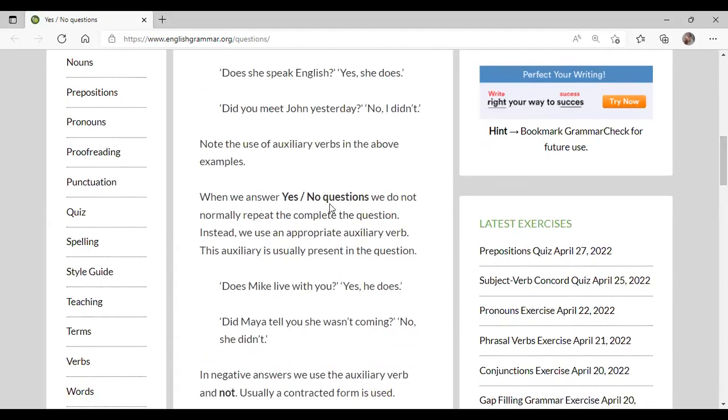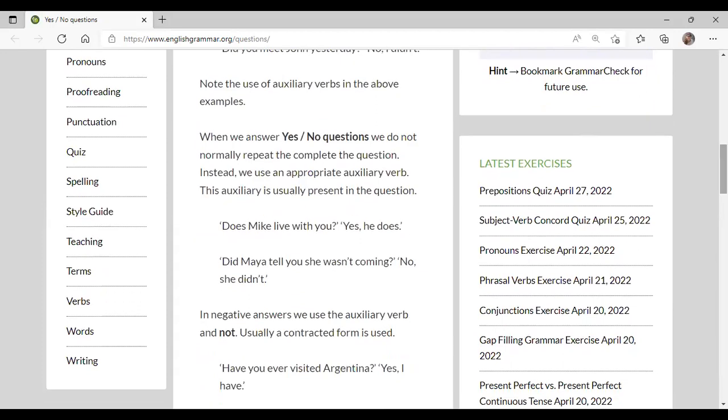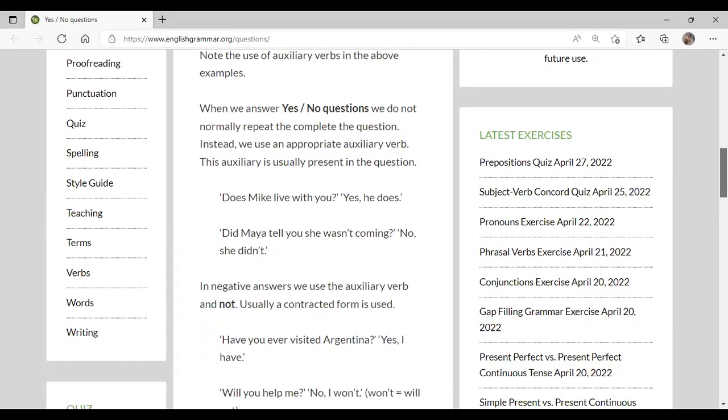When we answer yes, no questions, we don't normally repeat the complete question. Instead, we use an appropriate auxiliary verb. Does Maya live with you? Yes, he does. Did Maya tell you she wasn't coming? No, she didn't. Vean, contestamos con el mismo auxiliar.